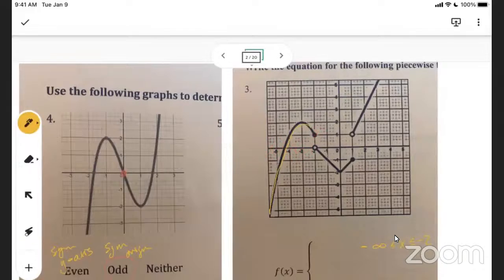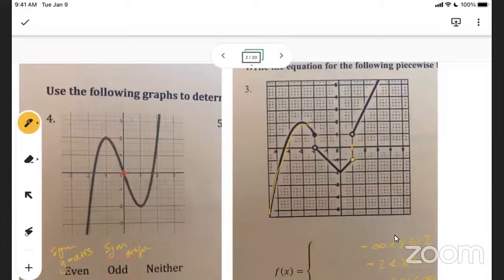The next piece is going to go from -2, not including it, to this point right here, which is 1. You follow what I'm doing here? Yeah. I'm doing the domains first. It just makes it easier for me. And the last piece goes from 1, not including it, to infinity. So from 1, not including it, so don't put the equal to sign, and then infinity.